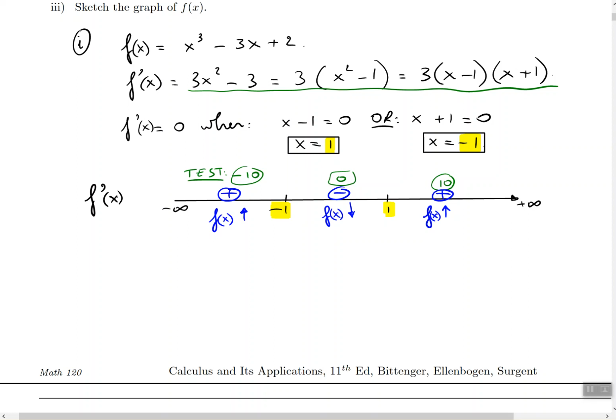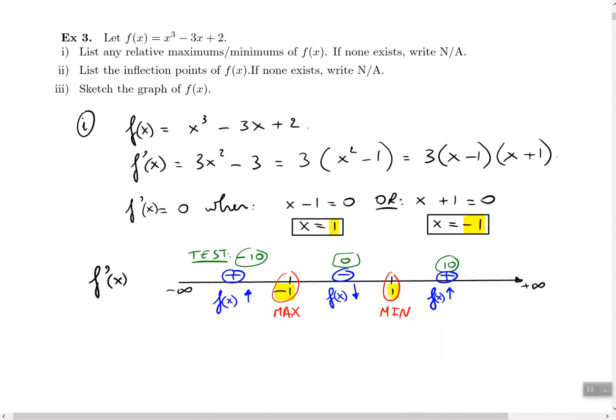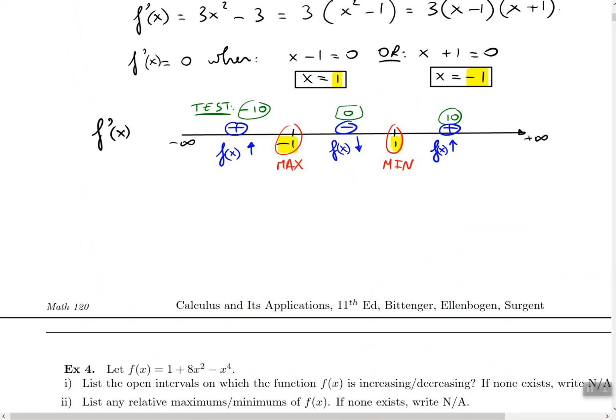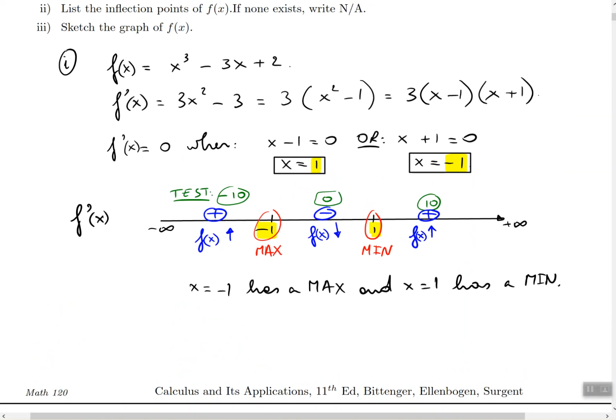So that means what? If we go up, then we go down, then negative 1 has a maximum. And if we go down, then we go up, that means 1 has a minimum. So they had asked us for the places where a relative max or min is found, and we just did it. So we're going to say x equal to negative 1 has a maximum, and x equal to 1 has a minimum. Okay, so this is the end of part 1. Let's look at part 2 next.